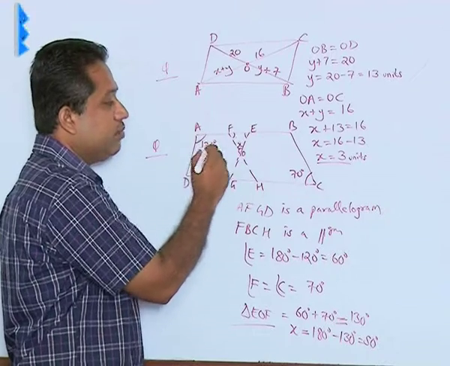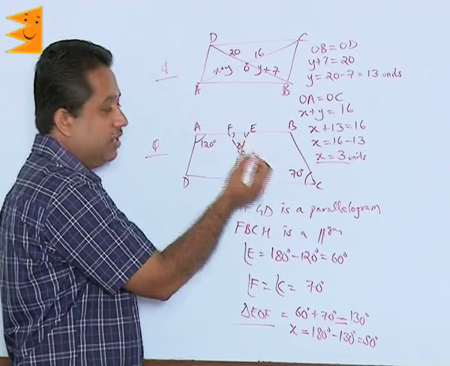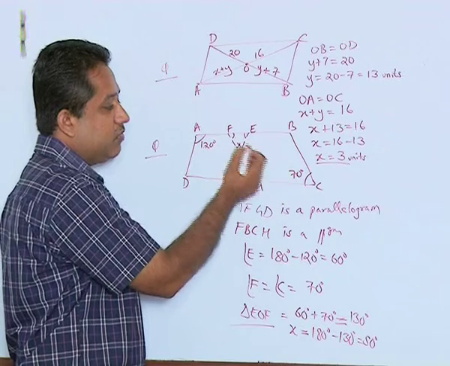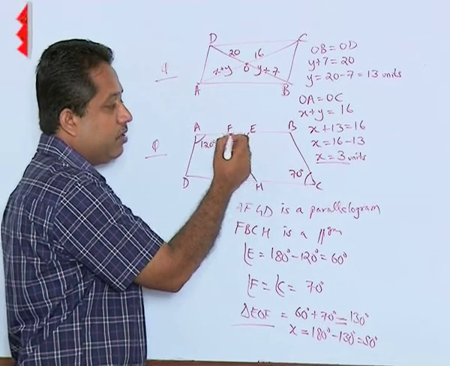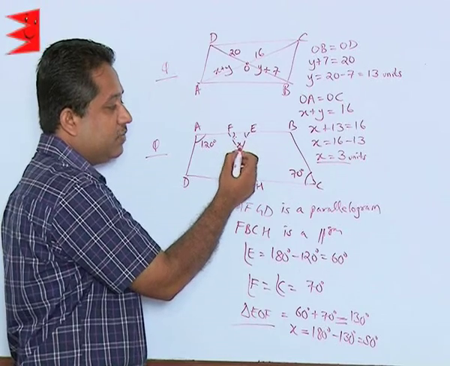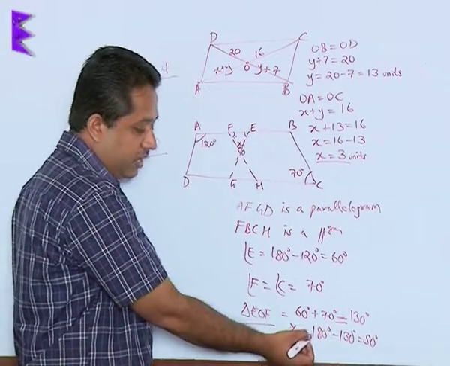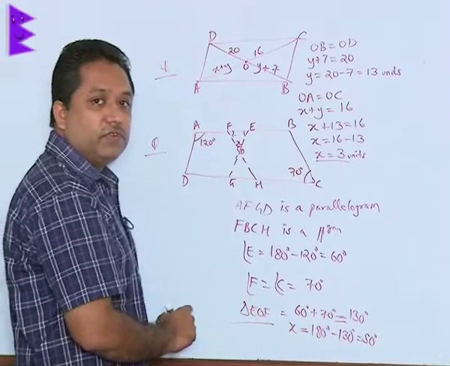In the first case, the sum of co-interior angles adds up to 180. In the second case, opposite angles of a parallelogram are equal, and in the third case, the angle sum property of triangles, that the sum of angles of a triangle is 180, and therefore, we get our final answer: x is 50 degrees.